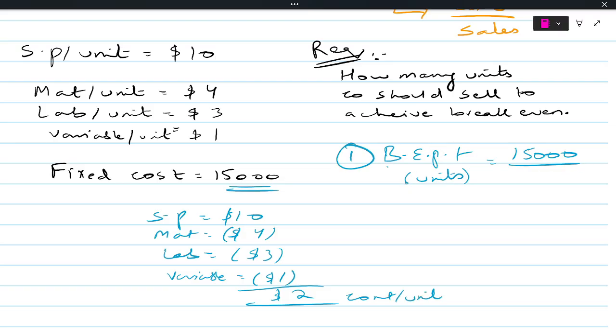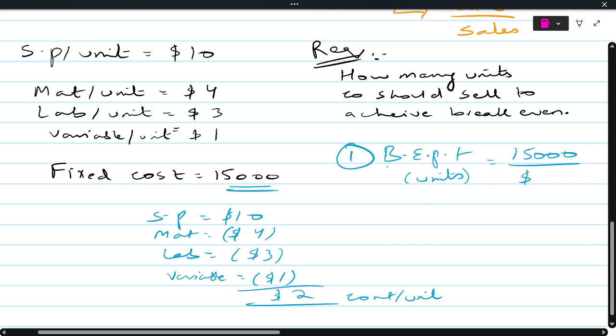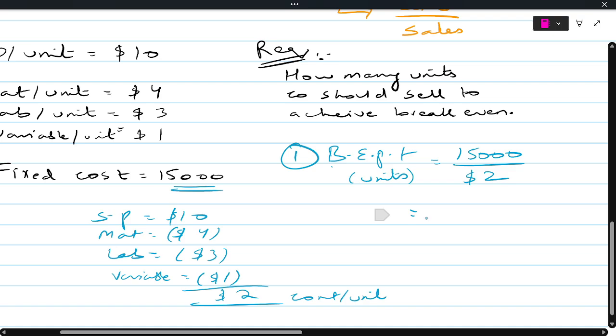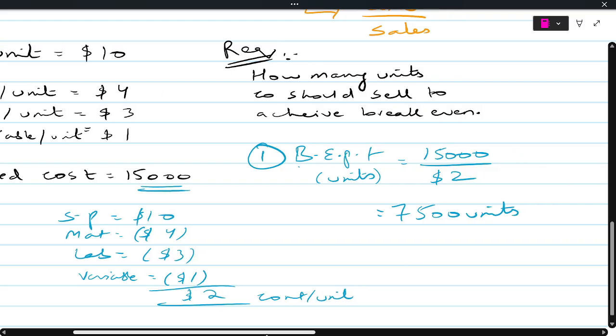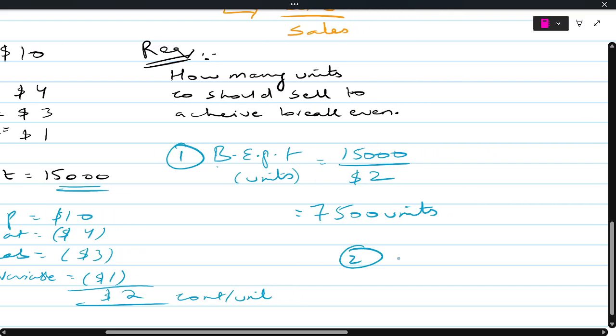And what was the formula to take out the break even in terms of units? Total fixed cost divided by contribution per unit. So total fixed cost was 15,000 as given to me in the question. Contribution per unit I just calculated is $2. So my break even point in terms of units is how much? 7,500 units. Okay, and what if I was supposed to calculate this in terms of revenue?